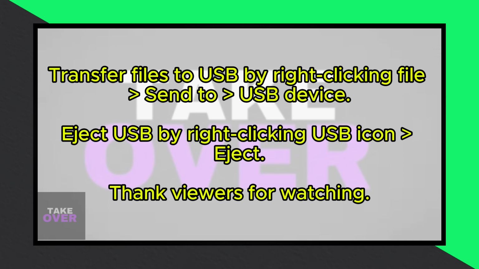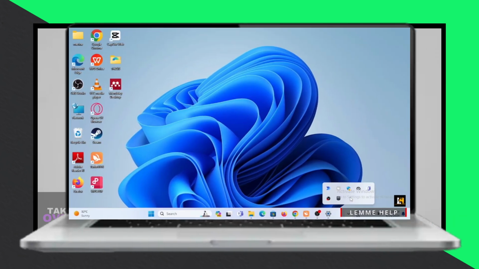When you're ready to eject the USB, simply right-click on the USB icon and select the Eject option. And there you have it.